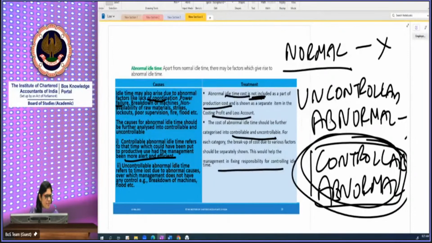Anupam has asked, is idle time relevant for manufacturing or service industry? Anupam, there is idle time in service also. You go to a bank, and don't they say, sir, the system has hung? The employees are sitting idle, and you are also standing idle. The system is not working. So of course it's there in every industry.